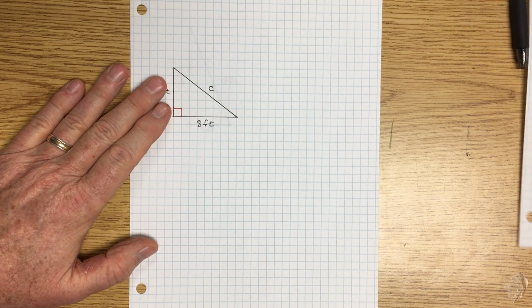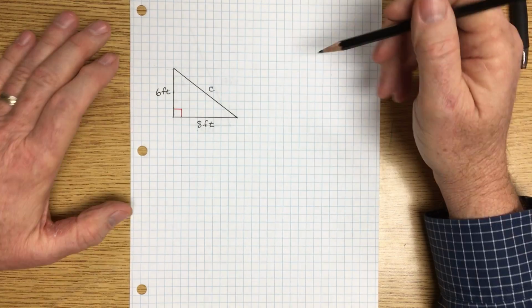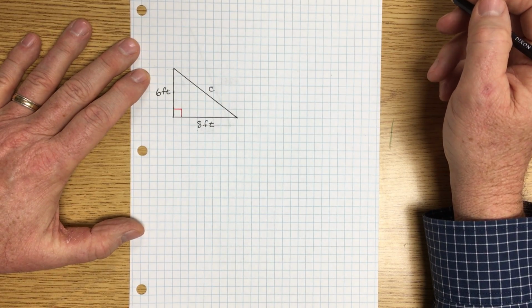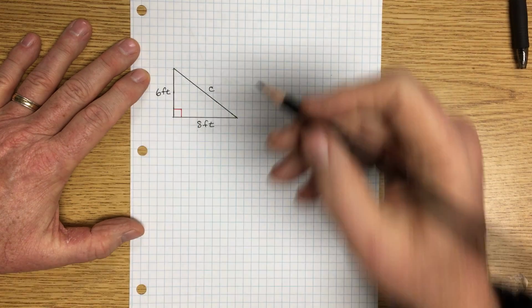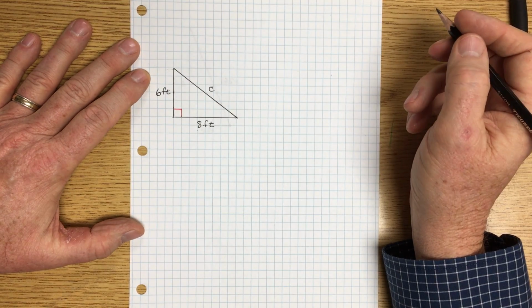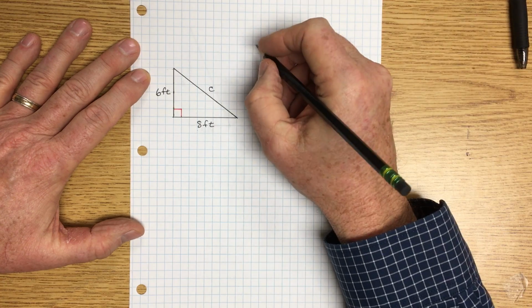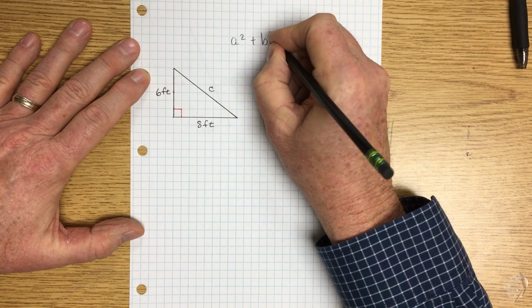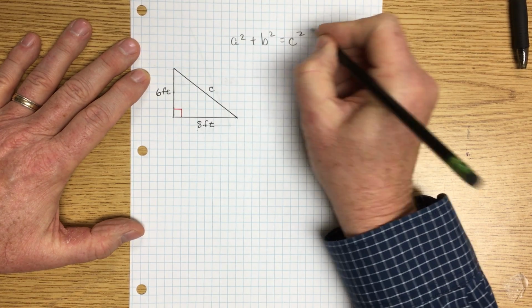Yesterday in our discovery activity, we came up with a formula for finding missing sides on a right triangle, and it was the Pythagorean theorem. And that theorem was a squared plus b squared is equal to c squared.